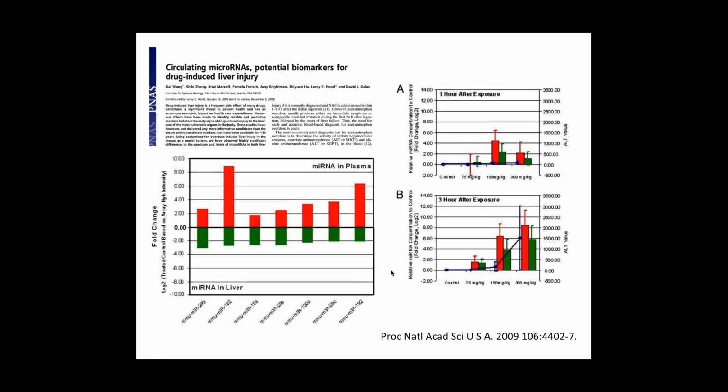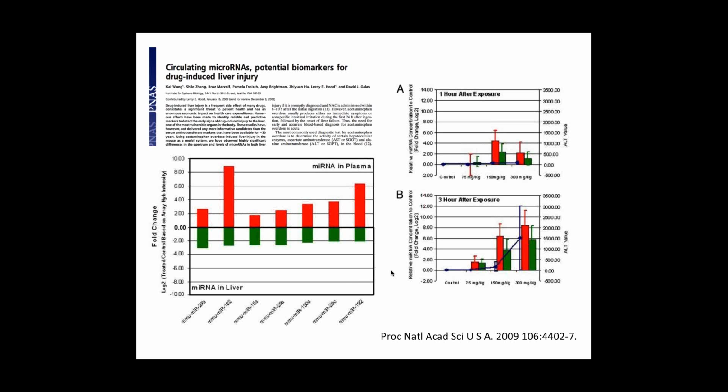Now, circulating microRNAs, because they're very stable and because some of them are organ-specific, are very attractive as biomarkers for a wide range of diseases. The paper I have up here on the slide now was the first description of microRNAs as biomarkers of drug-induced liver injury in mice.